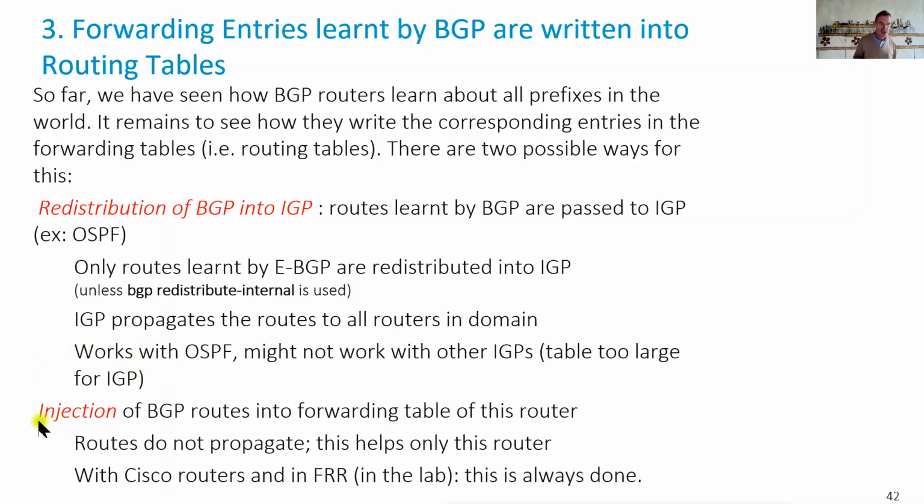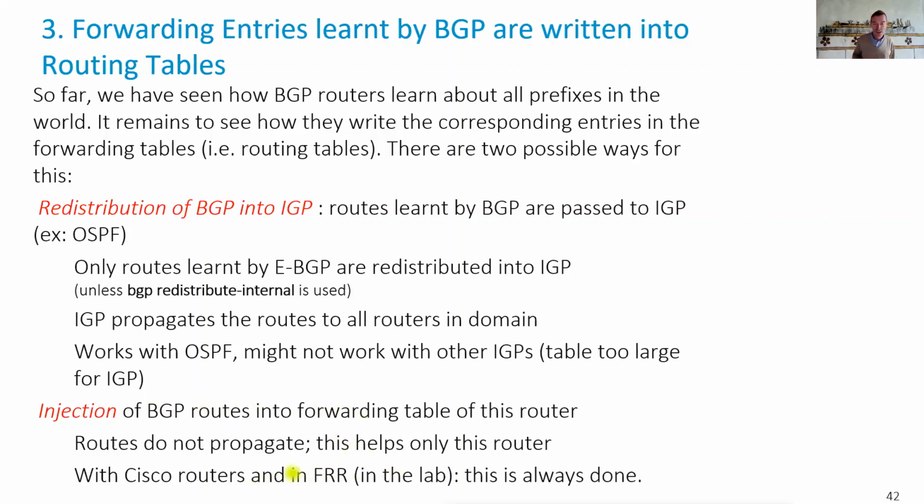Instead, what is done in parallel, but in fact overlapping with this, is called injection. Injection simply means that you put the information you have learned from BGP, for example, into the routing table of this router. So the important thing is that this does not propagate. You do this only at this router. So you write directly from BGP into the routing table at this router.